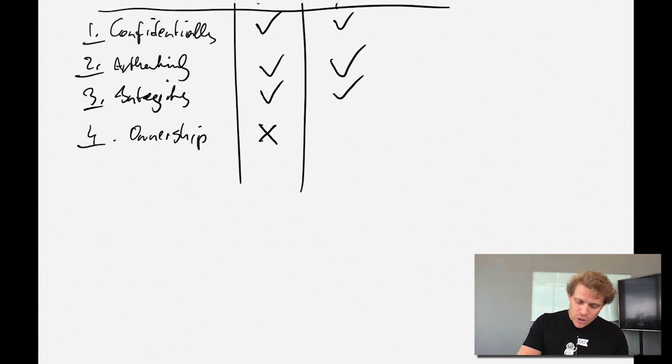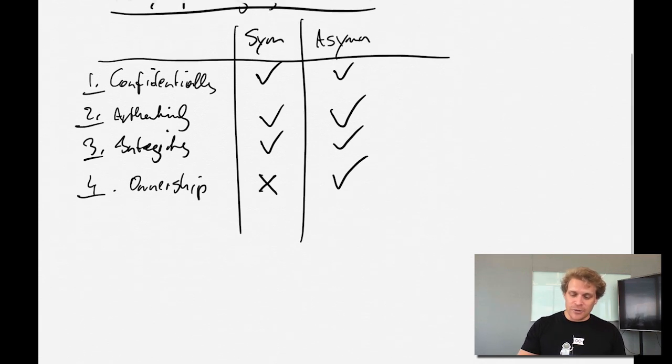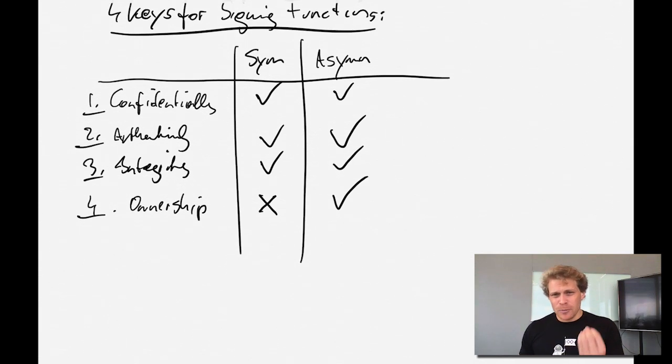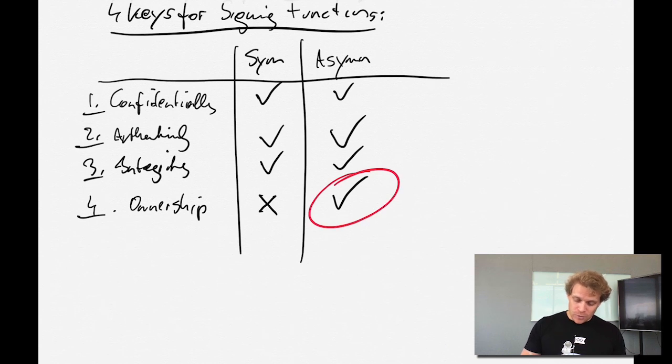Because ownership only exists in asymmetric cryptography. In symmetric cryptography, because the key is the same, both the signer and the verifier could have signed the message. So it's not clear who actually had ownership, because the same key is owned by both parties. This is very relevant and interesting. So only with asymmetric cryptography can we actually do this signing.